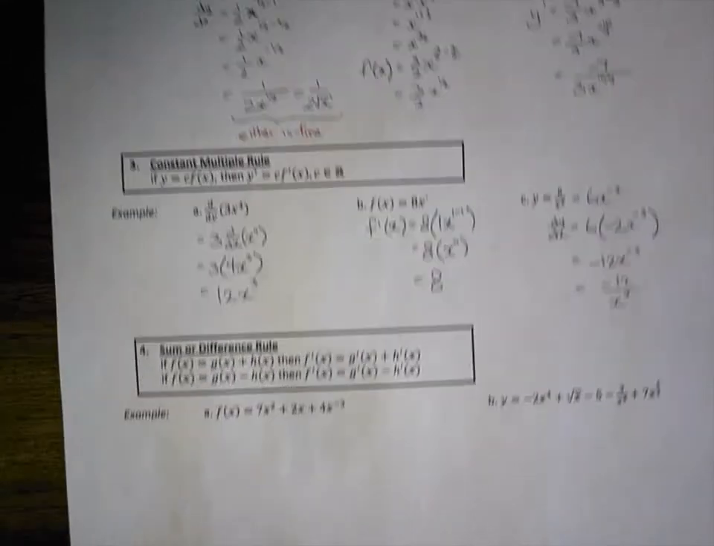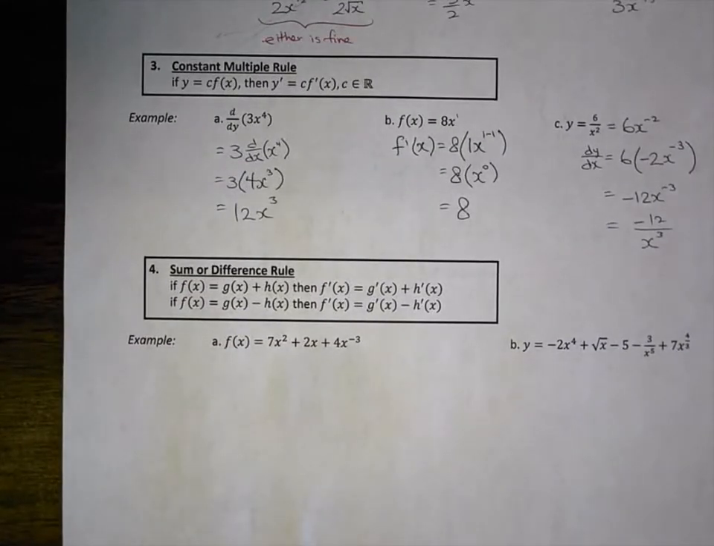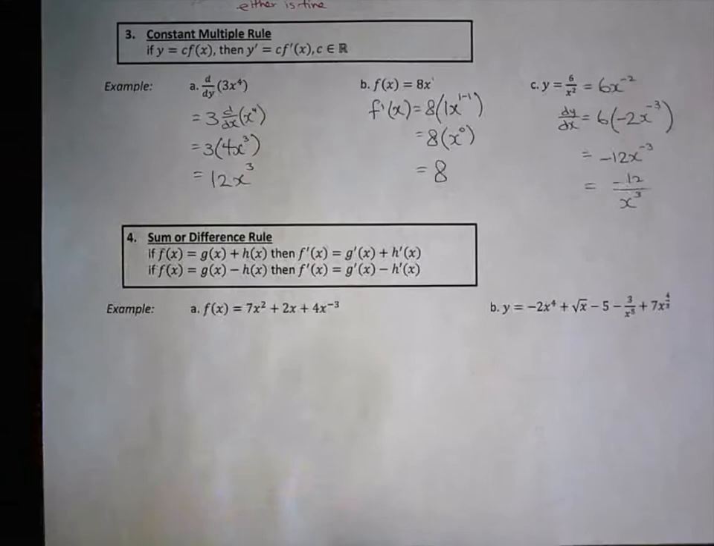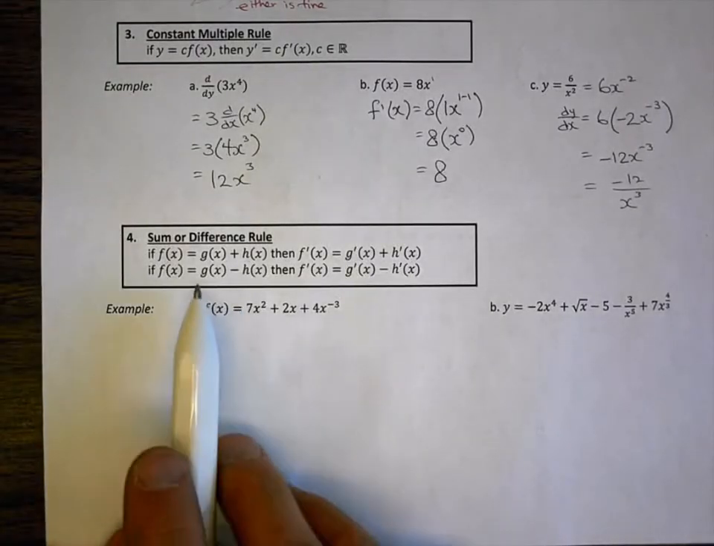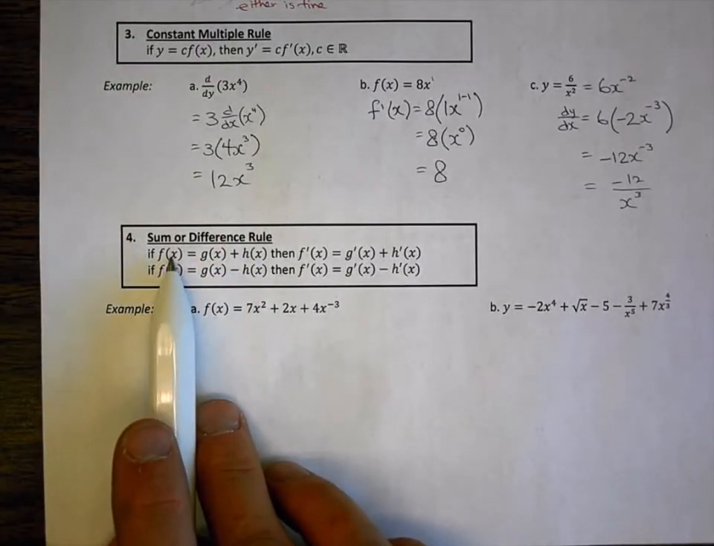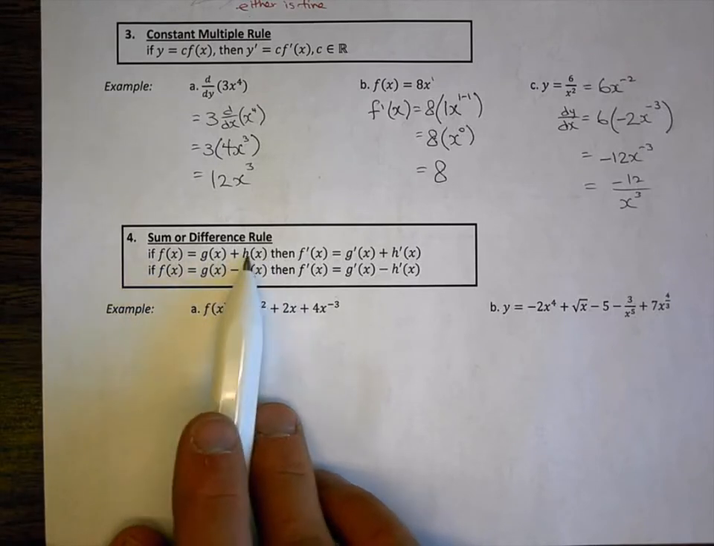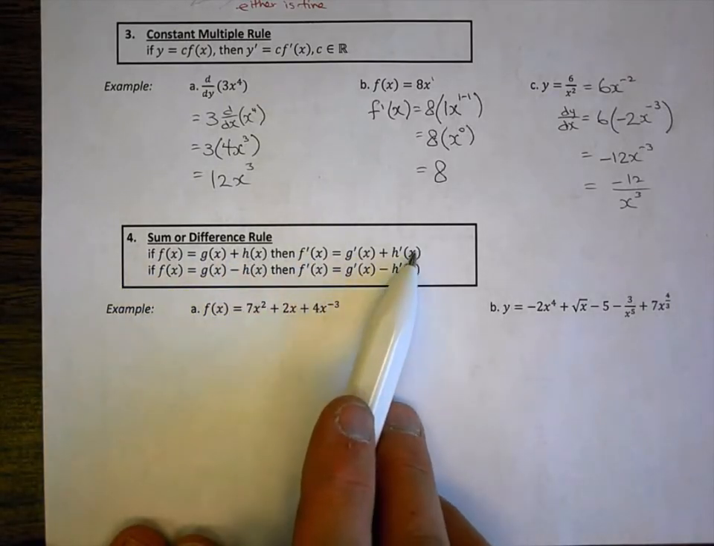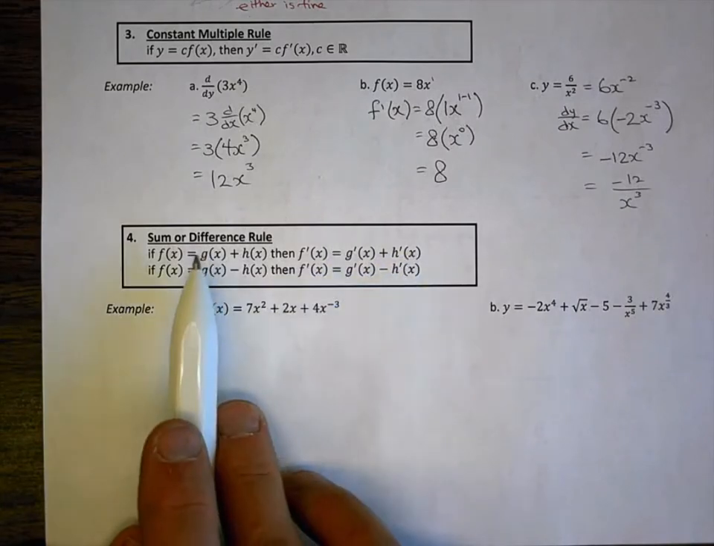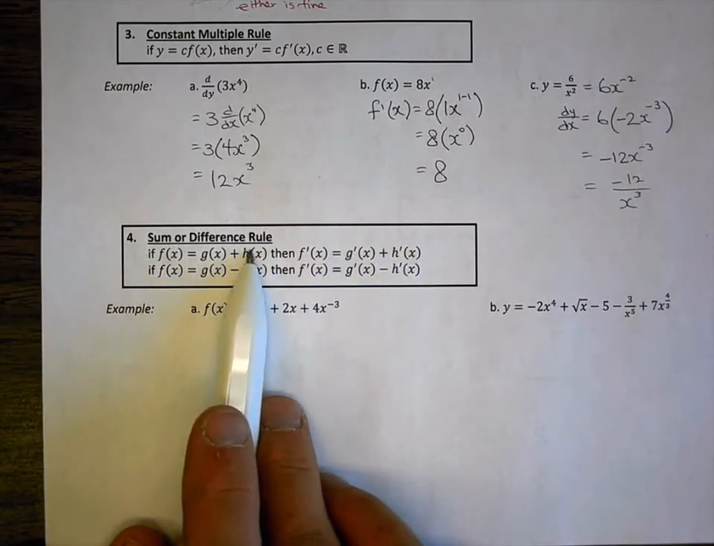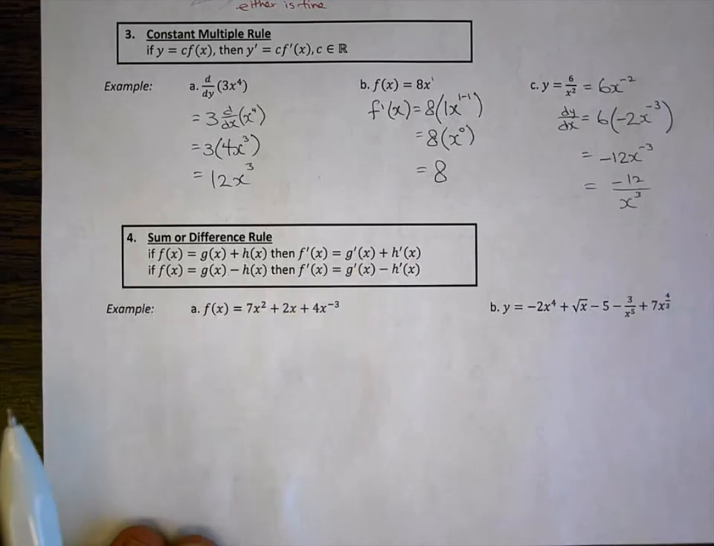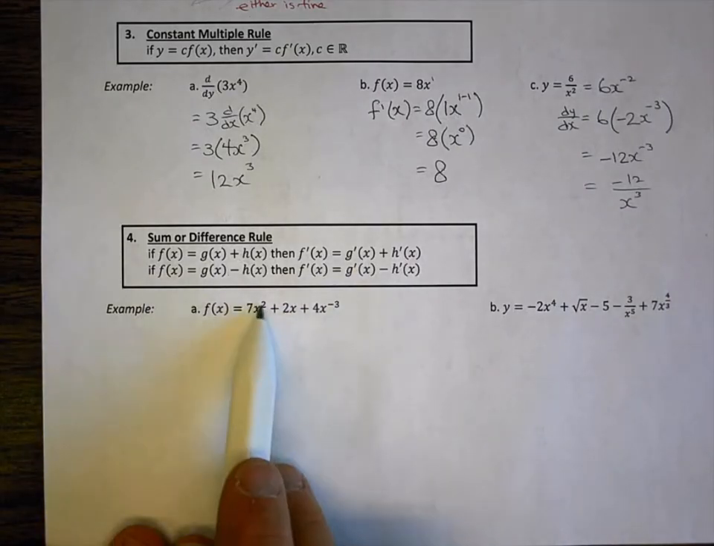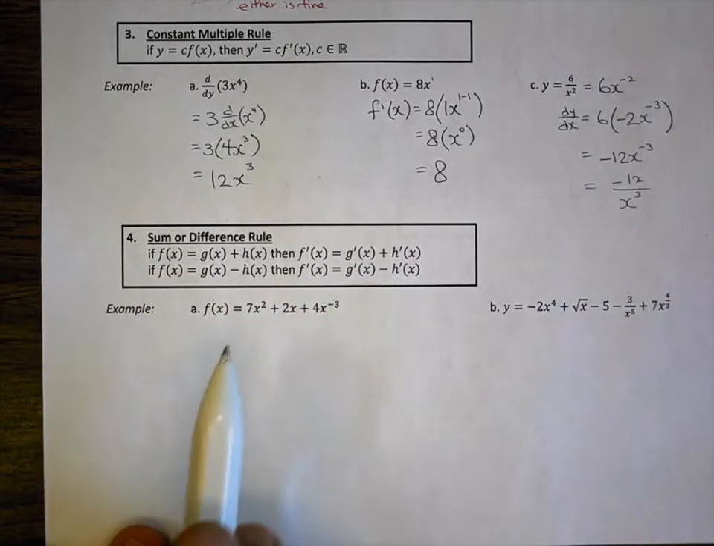Okay, final rule. Well, there's two rules here, the sum or difference rule. The sum rule means if I have a function which is two functions being added together, the derivative is the derivative of the first function plus the derivative of the second function. You find the derivatives separately, and similarly if they're being subtracted. So this means now I can give you a long polynomial, and basically you treat it as 3 mini derivatives.